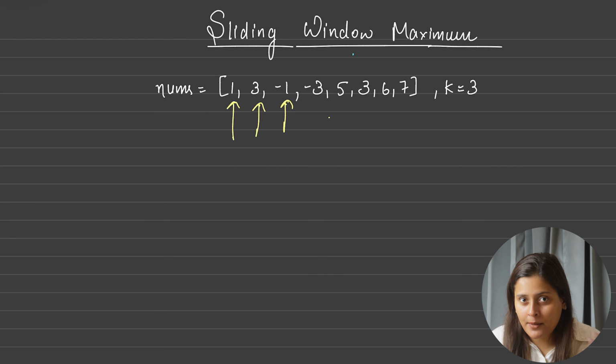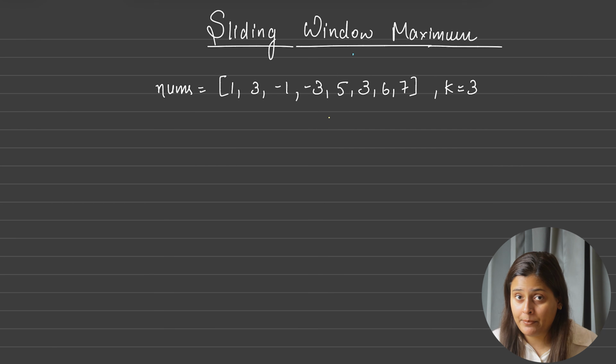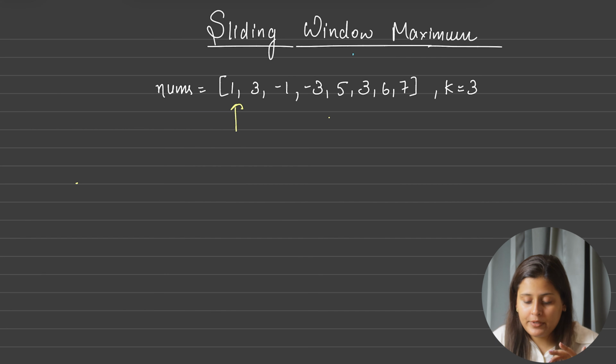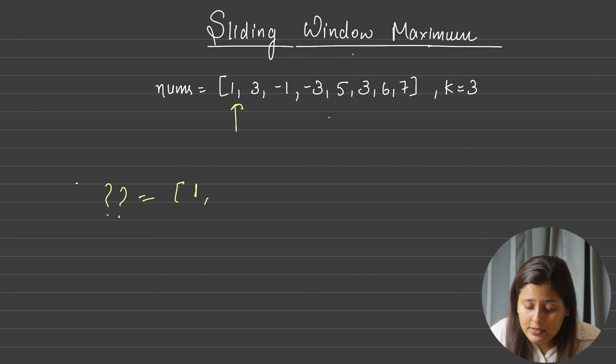Can we think of some better approach here? One solution is definitely the heap. Let's start from the starting. So we will start from this, and what is the maximum value? When our data structure is empty, obviously 1 is the maximum, so we will put 1 here. Now when we encounter this 3, correct?